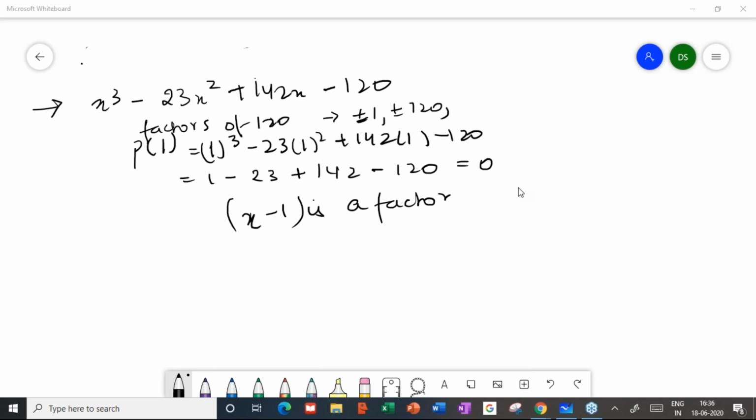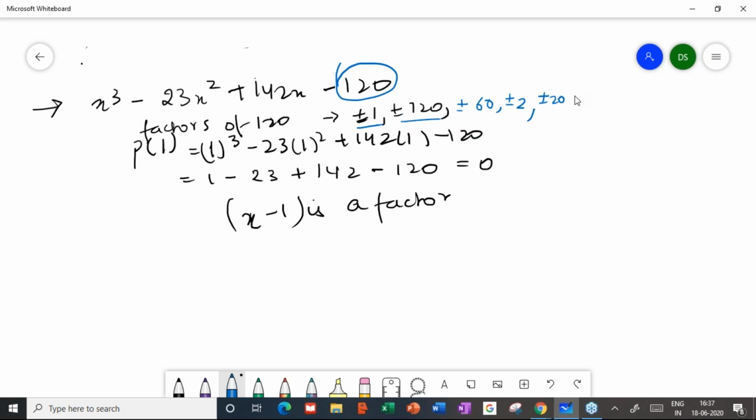In that, what do you do? First, see the last term, the constant term. Find the factors for that. So there will be plus minus 1, plus minus 120. Then you can do 60 into 2 or 20 into 6 and so on. There will be a list, right? So you can mention the whole list like plus minus 60, plus minus 2, plus minus 20. The whole list will be there.